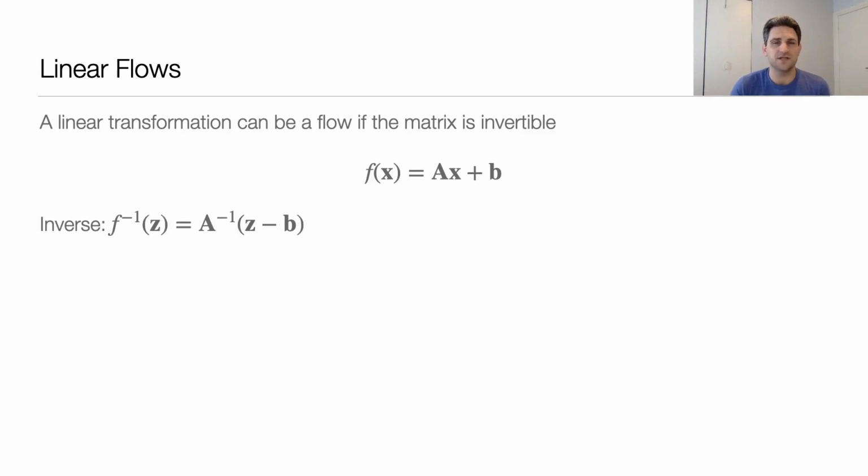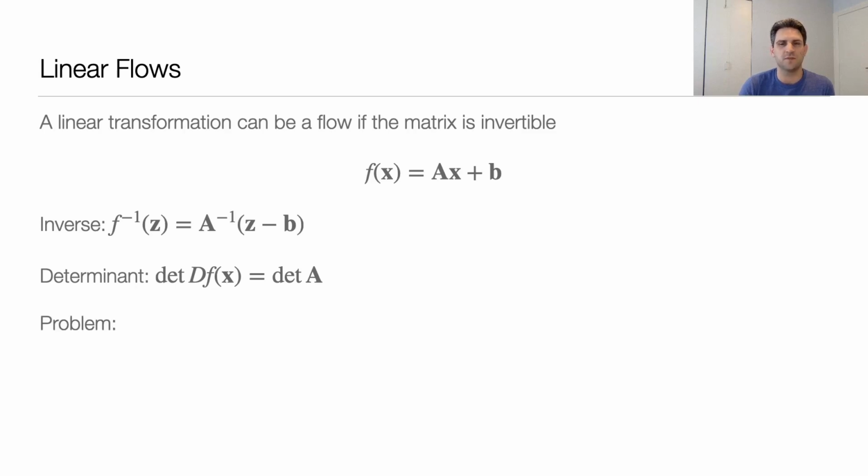Its inverse is given like this, and that inverse exists, and we can compute it so long as A itself is invertible. And analytically, it's easy to show that the Jacobian of this transformation is just the matrix A, and therefore the determinant of the Jacobian is just the determinant of the matrix A. All right, so this gives us a linear building block for our transformations.